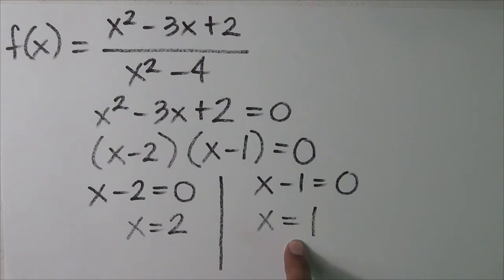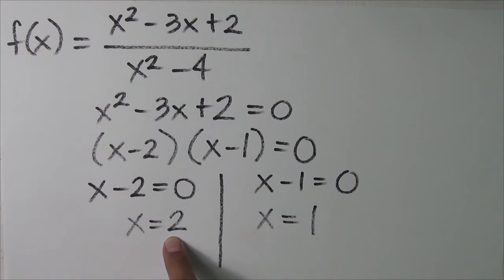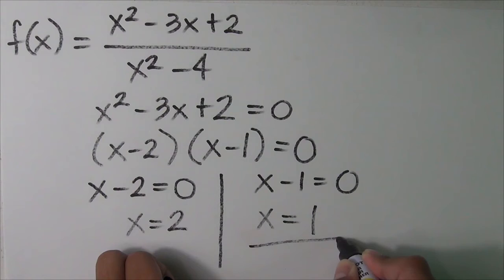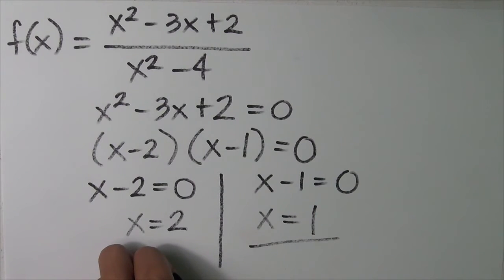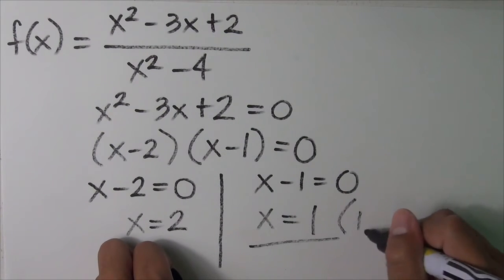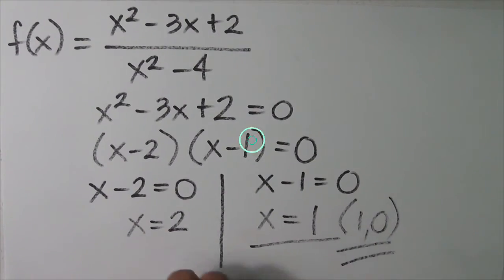But by looking at the denominator of the original function, if we substitute 2 to the value of x, the denominator will become 0. The function becomes meaningless. So we will only accept the x-intercept at x is equal to 1, or (1, 0).